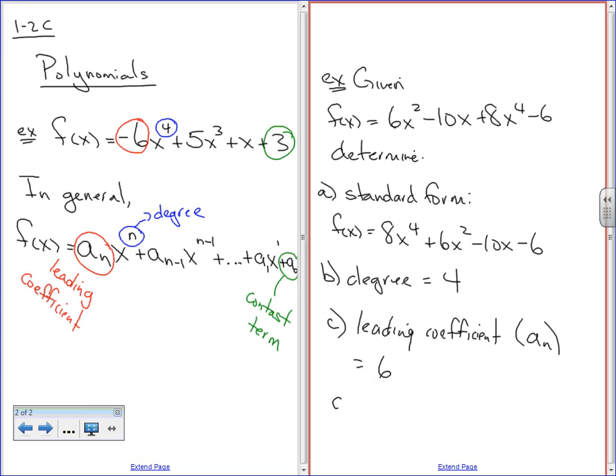And then the same thing with the constant term. I might say determine the constant term. Or I might say tell me what this is, a subscript 0. And that's just the one that doesn't have an x with it, a variable. And in this case, it would be negative 6.